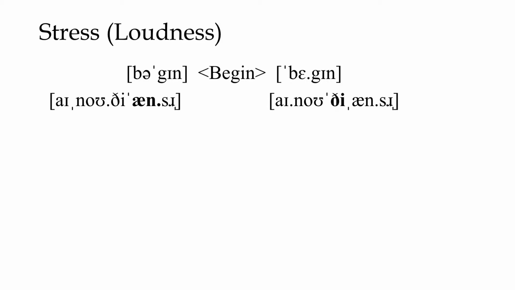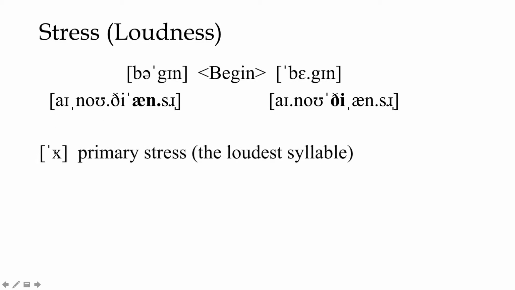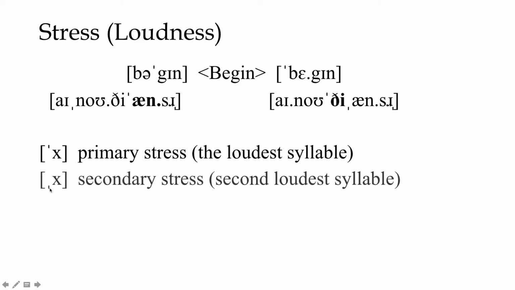And so it's important for us to be able to mark the stress in the transcript. So a little apostrophe on top before a syllable will be the primary stress. A one at the bottom would be the secondary stress. It's the second loudest syllable in a string. And then if a syllable is unstressed, there would be just a dot before it. This dot marks the syllable boundary, which becomes important for how we might pronounce the different sounds.